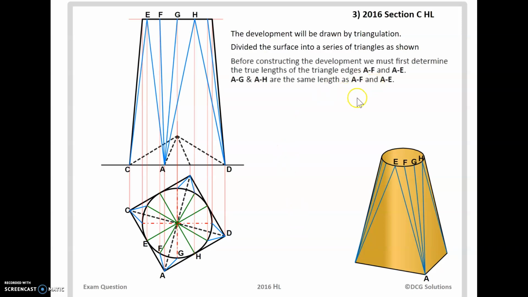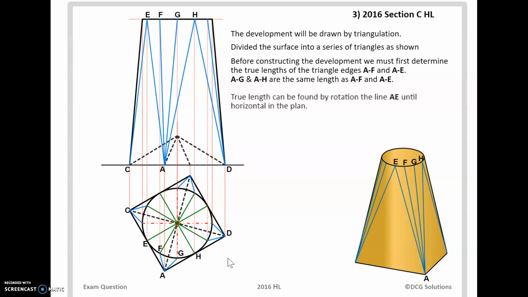So before constructing the development, we must first determine the true length of the triangle AF and AE. AG and AH are the same lengths as AF and AE. Alright, so if we look at it here, AF and AE, they're the two we're looking for. AG and AH are the exact same as the other two, because it's a symmetrical shape. You should see that from here as well. So what they're saying is AF is the same as AG and AE is the same as AH.